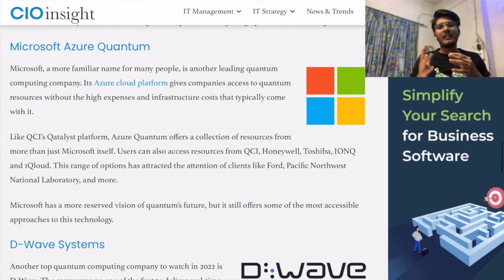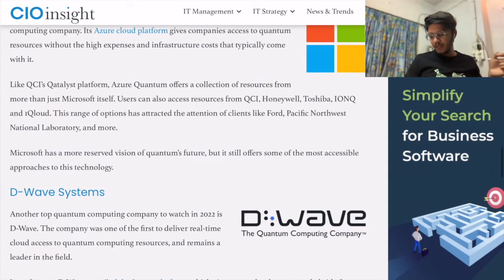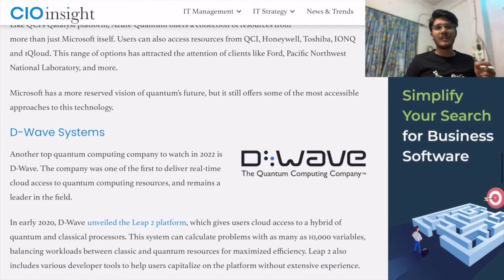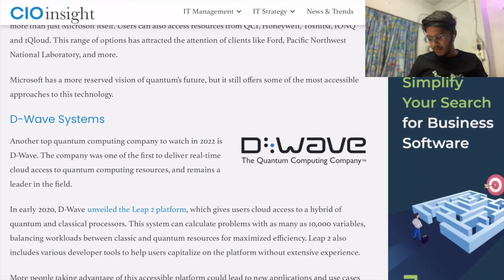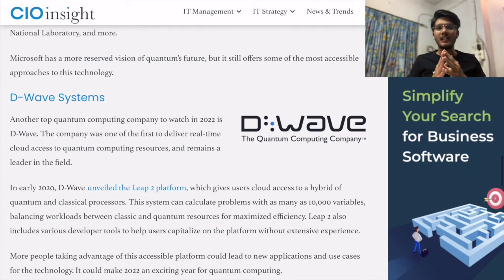So they have a great amount of vision in quantum space, and they are also doing their work quite significantly. And another one is D-Wave Systems. This is the first one where you can use real-time cloud access for quantum computing resources, and they have a different leap in their quantum journey.